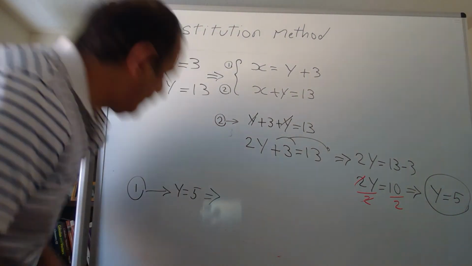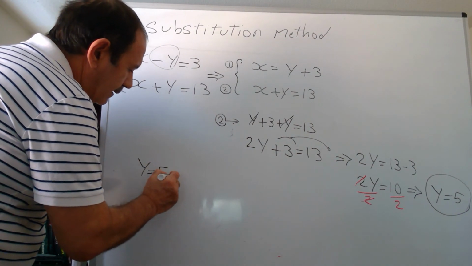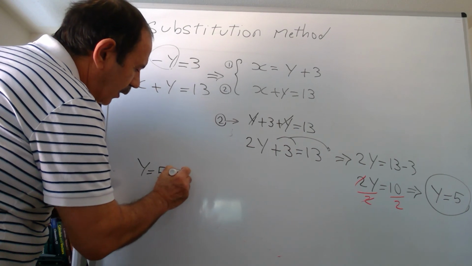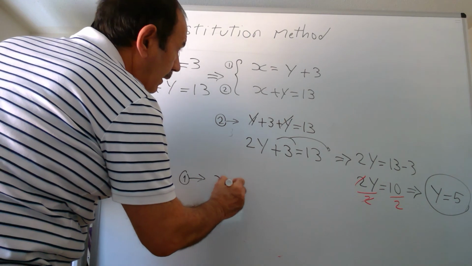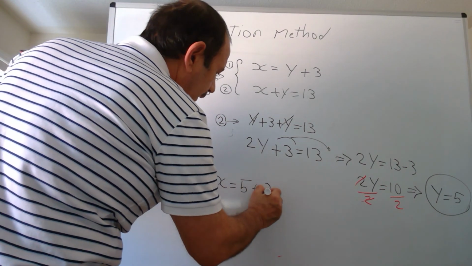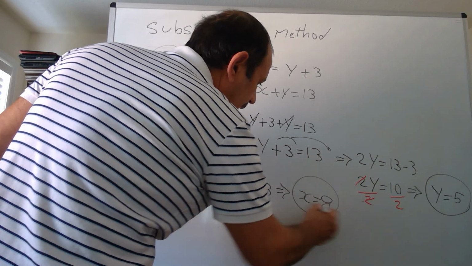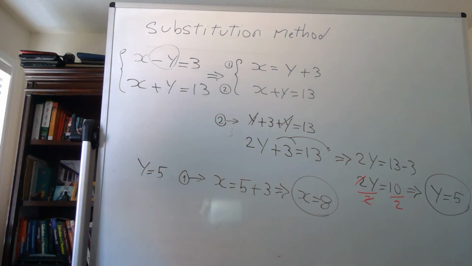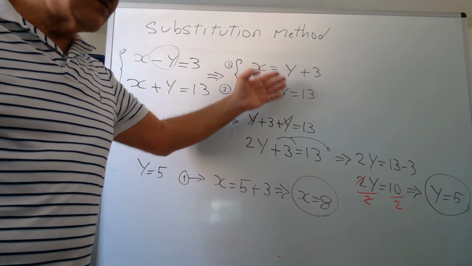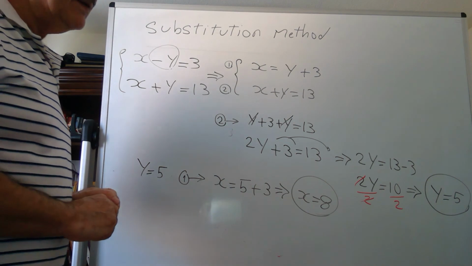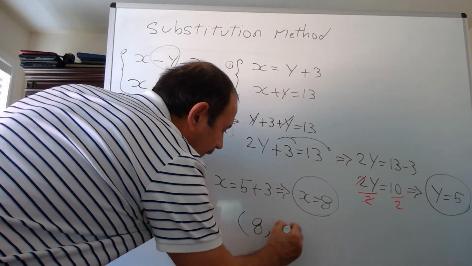Let me write it this way: y equal 5. I'm going to substitute in equation 1. Then what's going to happen? x is going to be 5 plus 3, which is x is 8. Okay, now x equal 8 and y equal 5 is the solution of this simultaneous linear equation, or I can write it in this format, 8 and 5.